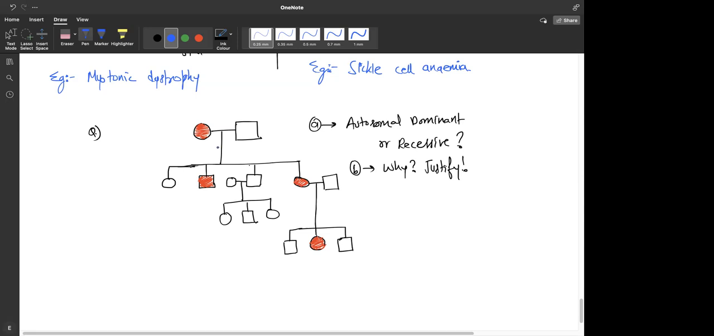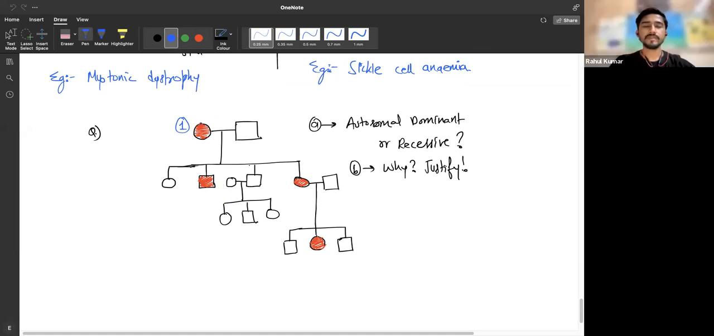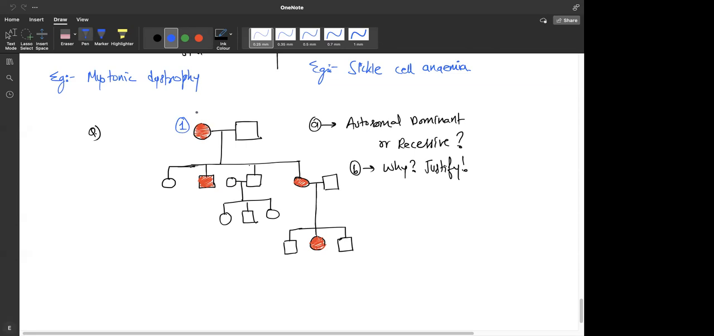Because in the first case the female is affected, so it transfers to the son, and the second child doesn't get the disease, but the third child gets it. So I think it's dominant because it's been transferred to the majority of them. So this is a female or a male? Female, right? Yes, it is a female.